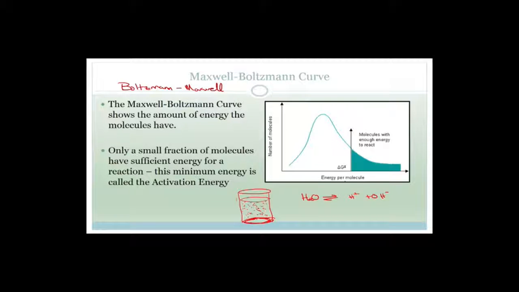So what this graph shows us is that this is the number of molecules and this is the amount of energy per molecule. And it's saying that most of the molecules have an average amount of energy, okay? They're kind of on the average. Very few molecules have got a very little bit of energy. And then you've got all these molecules which have enough energy to react.